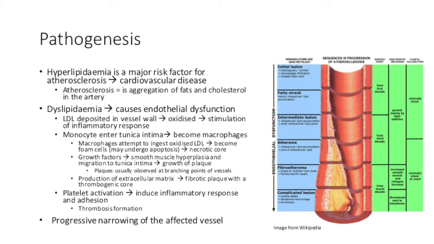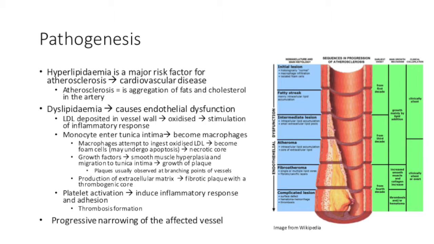Monocytes circulating in the blood vessels enter the tunica intima, which is the first layer of the blood vessels, and become macrophages. Macrophages attempt to ingest the oxidized LDLs and become foam cells and ultimately undergo apoptosis to form a necrotic core. At the same time, growth factors are released, and these stimulate smooth muscle hyperplasia and migration to the tunica intima, and hence the growth of the plaque.